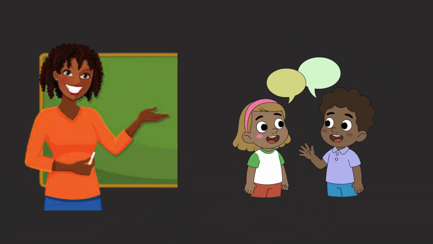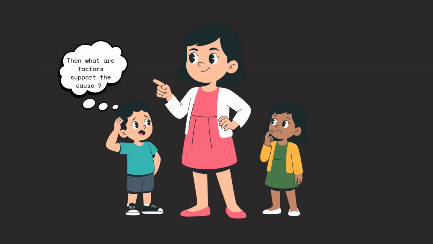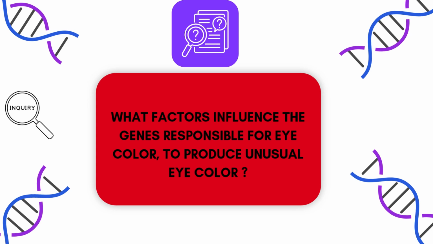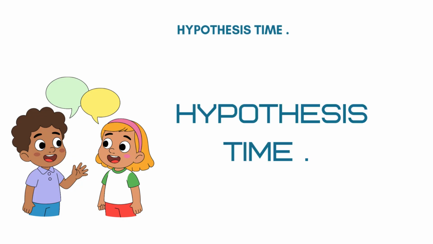You're getting there, but not quite yet. I think you'll need to understand more deeply the cause of rare eye color. Oh, so what would be the factors causing the rare eye color? Does this relate to genes also? So your main question is, what factors influence the gene responsible for eye color in an unusual mutated eye color? But then, what do you think is the answer? Make something like a hypothesis.